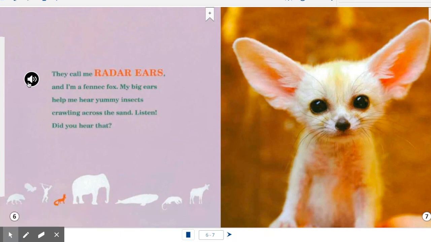Wow. So when I'm listening to this part of the story, it's telling me something about the fennec fox. Why does the fennec fox hear so well? Yes, its ears are very big and they stick out so they could catch sound easily. Look at that fennec fox. Look at the ears and how it's sticking out. And I heard the word yummy. Yummy means the word tasty.